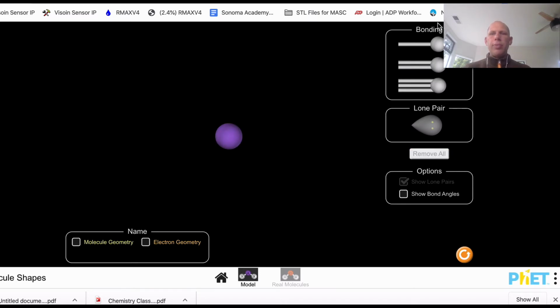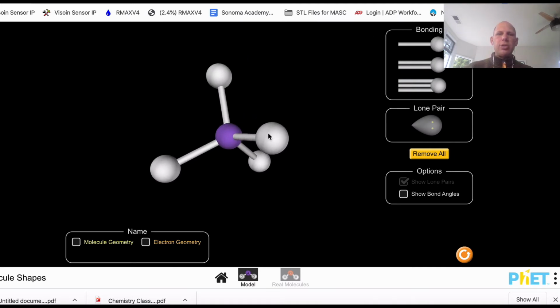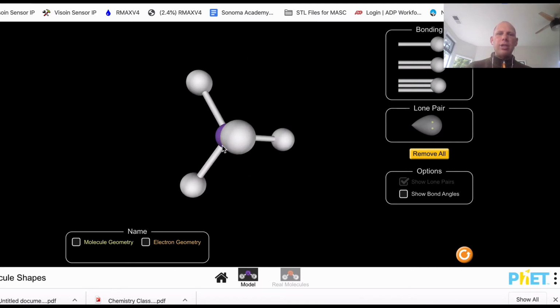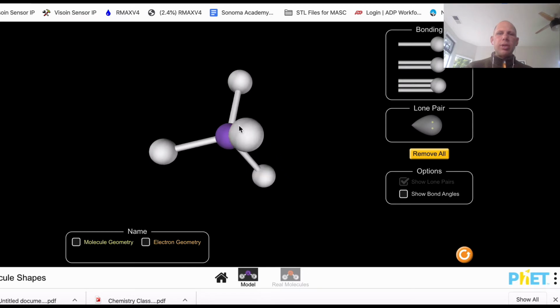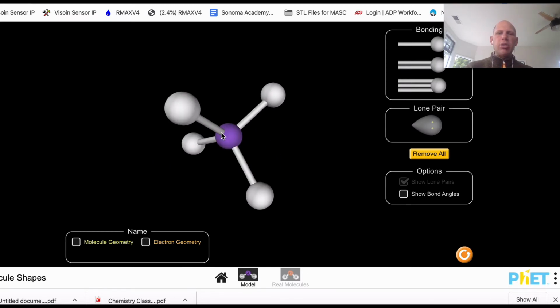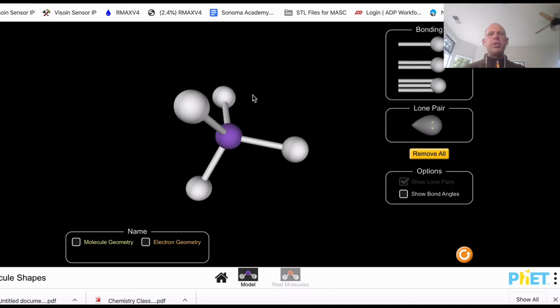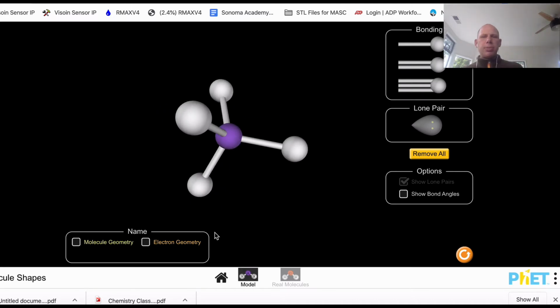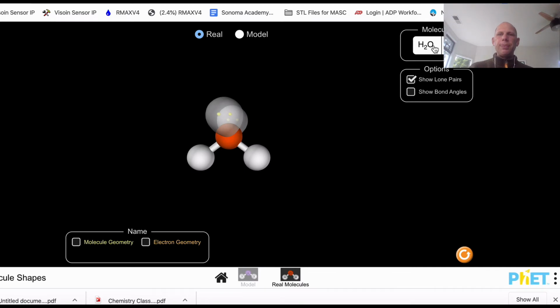Let's remove them all. And let's put 4. So if we put 4, a lot of times you think that there would be this cross, but what we see is we don't see a cross. We see what's called a tetrahedral, because these bonds actually are trying to get as far away from each other in 3D as possible. Let's look at some real molecules here.